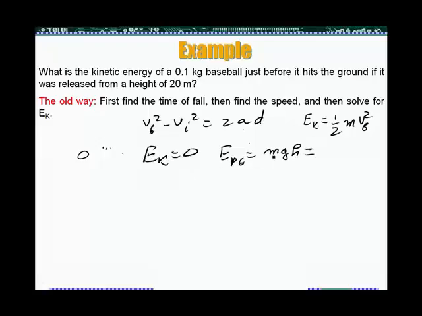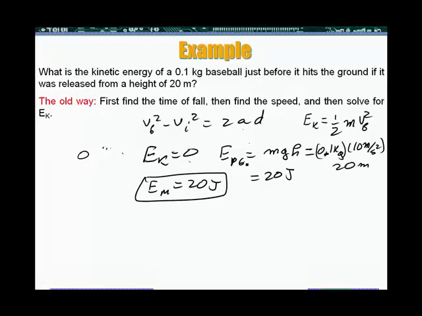So that's going to be m, 0.1 kilograms, times 10 meters per second squared, that's g, times 20 meters. So that's going to be 20 joules. So my mechanical energy at the initial position is 20 joules, 0 plus 20 joules. Kinetic energy plus potential energy, kinetic energy being 0, plus potential energy 20 joules. That gives us a mechanical energy of 20 joules.